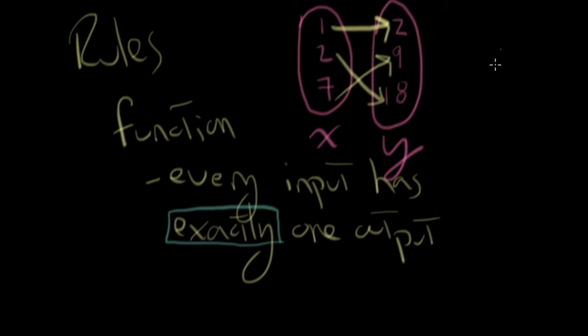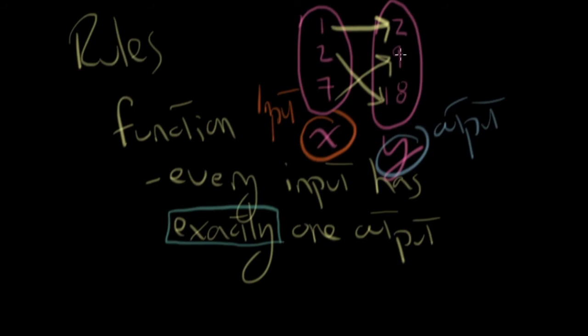Right, so every input, so the x's are our inputs, these are our inputs. And then we have our outputs. So when x is 1, y was 2. When it was 2, it was actually 18, and then when it was 7, it was 9. Okay, so that's kind of what we're saying. Every input has exactly one output.